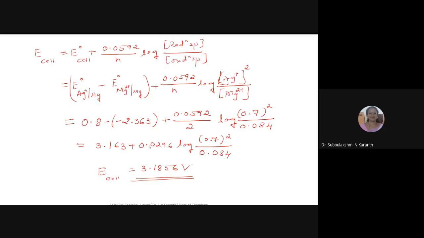Then for the cell potential, the Nernst equation: E cell equal to E naught cell plus 0.0592 by n log concentration of reduction by concentration of oxidation. When you write the reduction species in the numerator, you have to take a positive sign in the Nernst equation. If you take the oxidation species in the numerator, then you have to take negative. Here the final answer is 3.1856 volt. Any doubt under this?